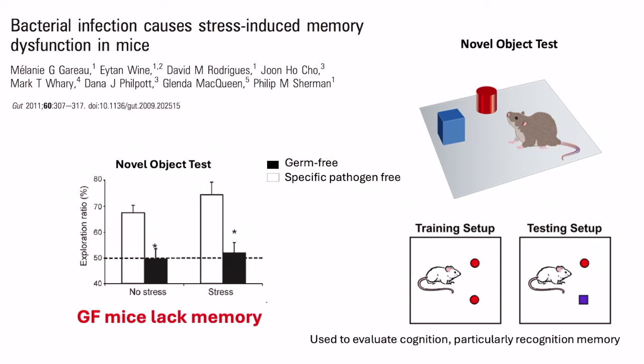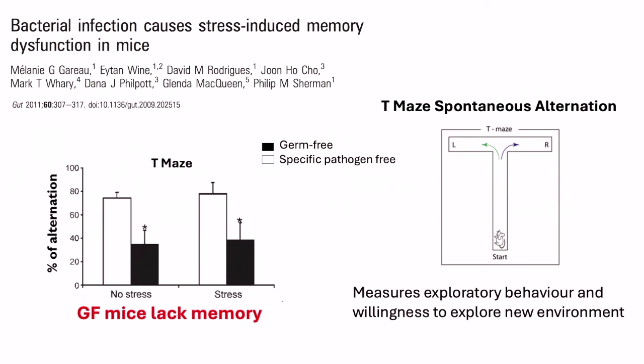Another way to test this is this T-maze spontaneous alternation test. So it's kind of like a maze. You start the mouse here. Usually, or sometimes, there's a treat on one of the sides. So you start the mouse there. You look and it will go left or it will go right. If it remembers, it will change direction on the next go. So they will alternate. Again, if you've got a microbiome, you alternate 80% of the time. If you're germ-free without a microbiota, then they alternate only about 40% of the time. Again, showing that they lack this memory.